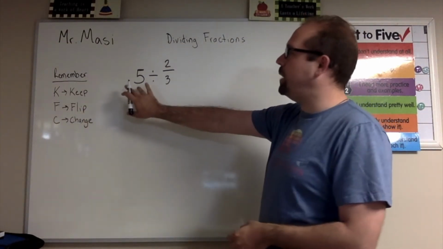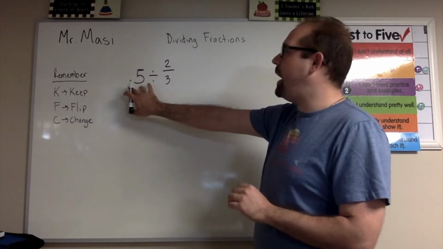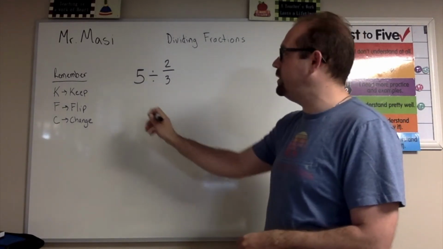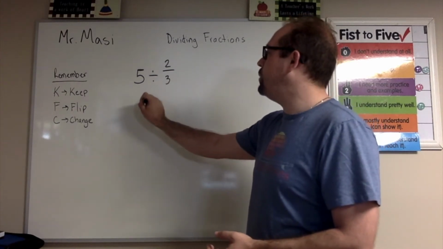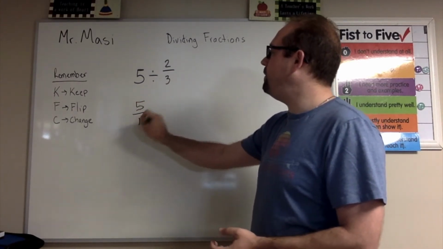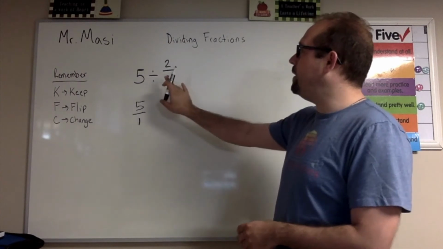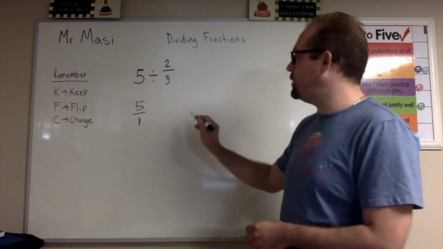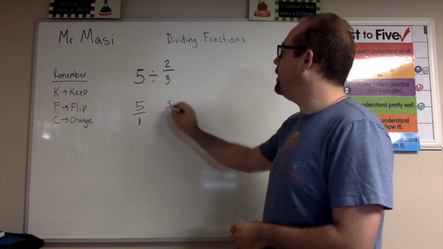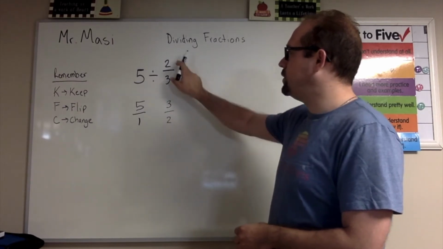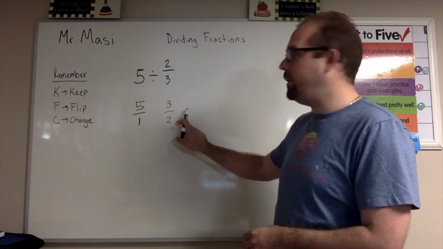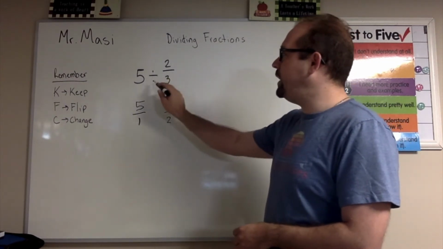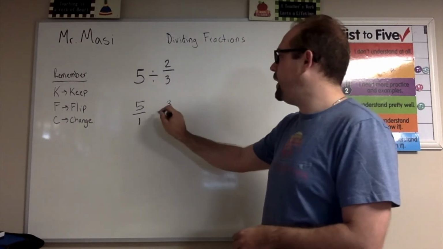So what I'm going to do is keep the first fraction because that actually is a fraction. Anytime I want to make a fraction out of a whole number, I just put it over 1. So I got 5 over 1. Now I'm going to flip the second fraction, which is 3 over 2, because it started off as 2/3. So now I flip it as 3/2. And then I change the division to multiplication.